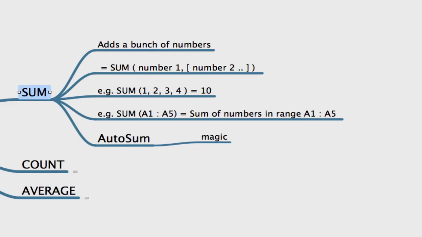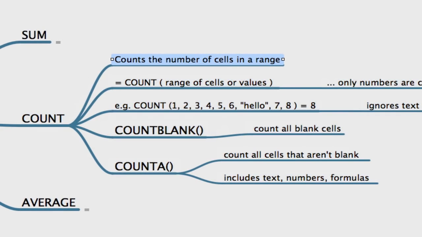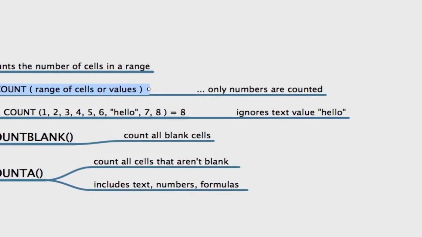So that was the sum function. Next is count. Count counts the number of cells in a range. To use it, you type out equals count, open bracket, range of cells, or your values. Note that only cells with numbers are counted. For example, count, open bracket, 1, 2, 3, 4, 5, 6, hello, 7, 8, close bracket, equals 8. So the count of that ignores the text value hello.